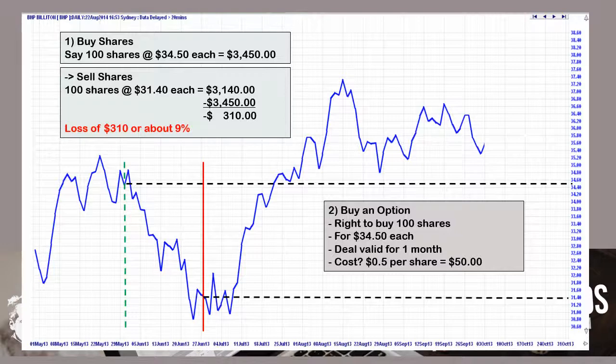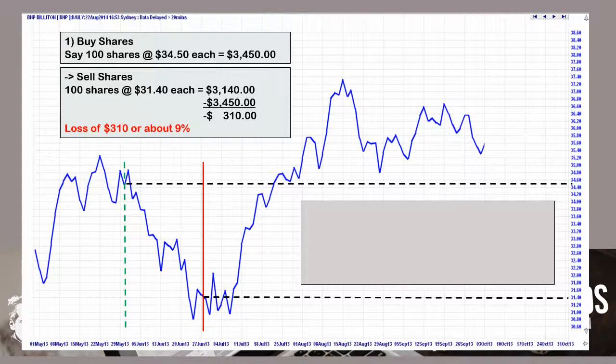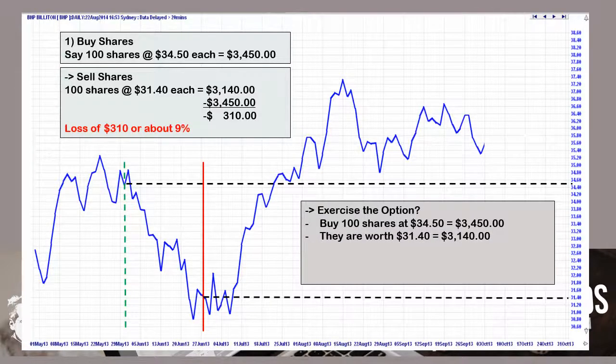There is no deadline. On the option side, on the other hand, we have a red line here, and that's our expiry. So we could have hung in there as long as we wanted to, but the share price didn't recover. And what are we going to do? Are we going to exercise our option? Well, you can buy shares. You have the right to buy them for $3,450. They're worth $3,140. Well, you're not going to exercise.